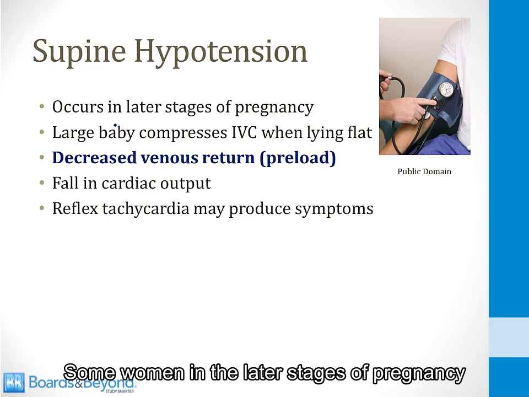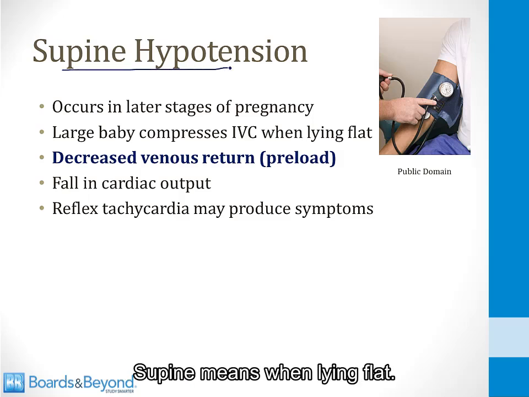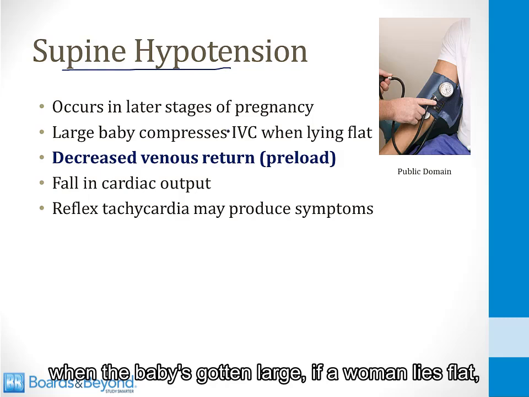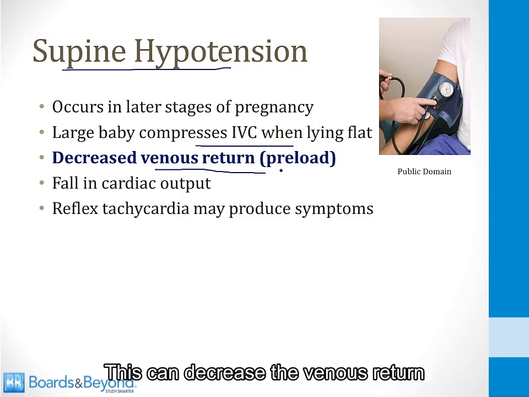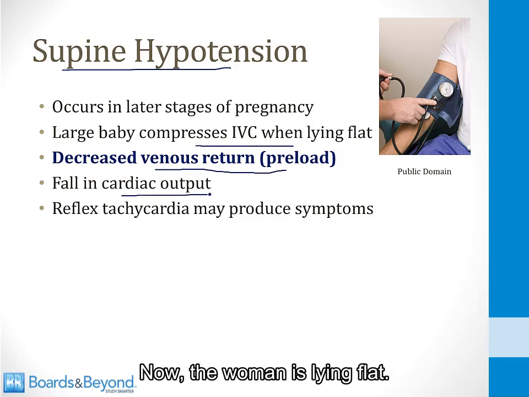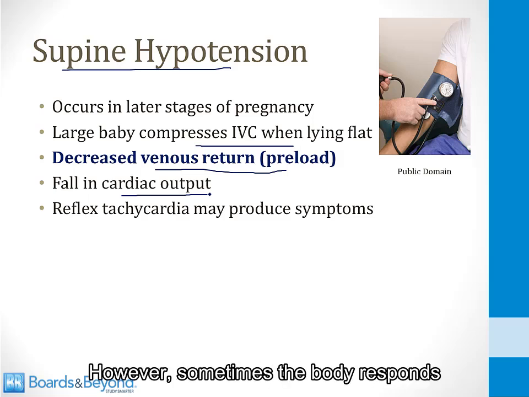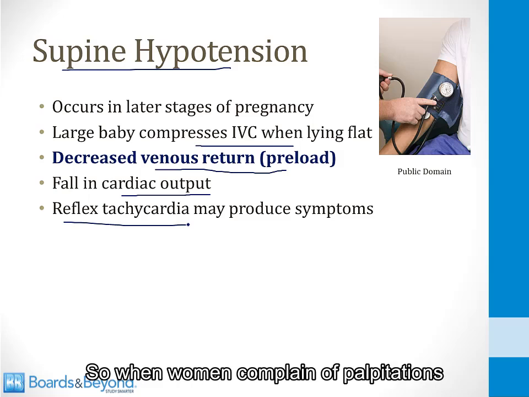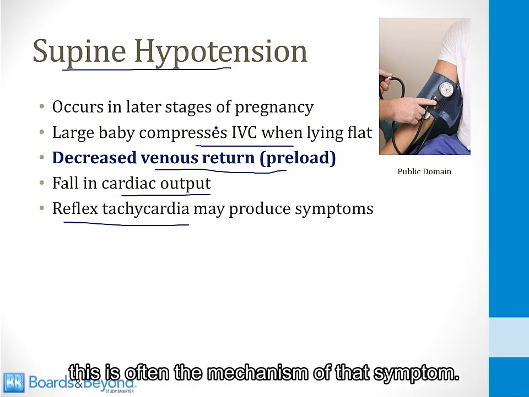Some women in the later stages of pregnancy experience what is known as supine hypotension. Supine means when lying flat. And in the later stages of pregnancy, when the baby's gotten large, if a woman lies flat, the baby can compress the inferior vena cava. This can decrease the venous return and preload to the left ventricle, and that can reduce the cardiac output. Now, the woman is lying flat, so it's not like she's going to pass out from low blood pressure. However, sometimes the body responds with a reflex tachycardia that can produce symptoms. So when women complain of palpitations when they lie flat in later stages of pregnancy, this is often the mechanism of that symptom.